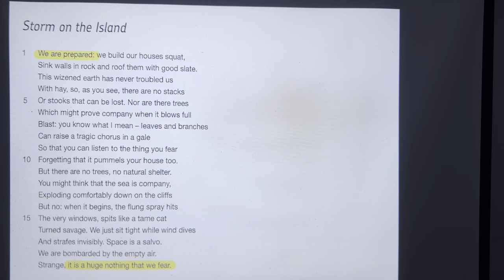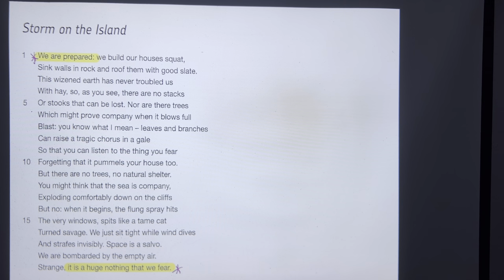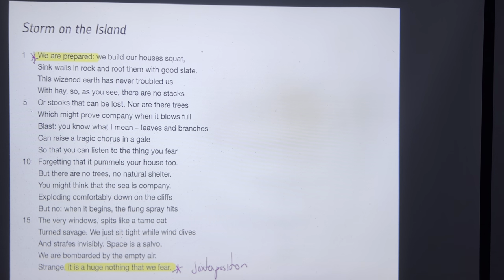I want you guys to use these quotes, and we'll analyze them in a second, but these quotes are worth talking about as juxtaposition. And then I would like you to also talk about this part over here, which is the volta of our poem: "We just sit tight while wind dives." I would like you all to speak about this as being the volta of the poem. And for this part here, guys, you can zoom in to the verb "sit."